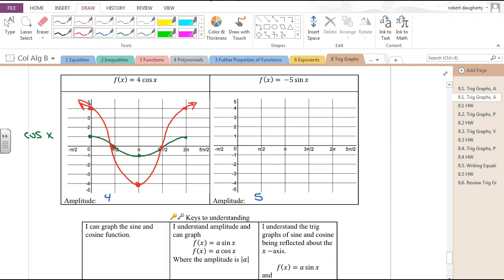So if you can graph cosine of x, and then you can graph 4 times the cosine of x, you can do that on the same graph. Just make sure it's clear to me which one you're graphing, and you're good to go there.